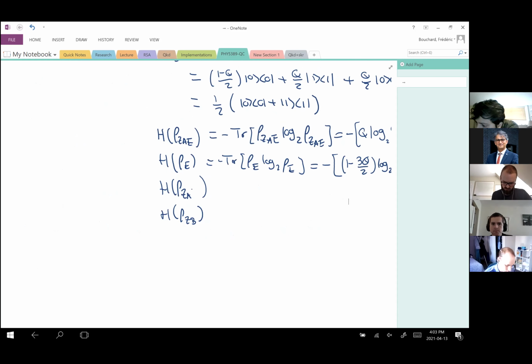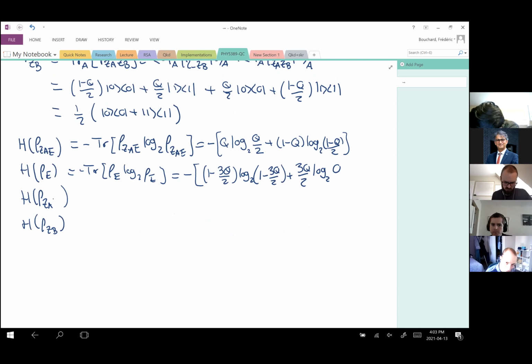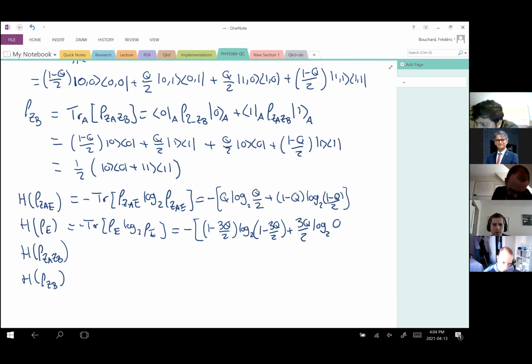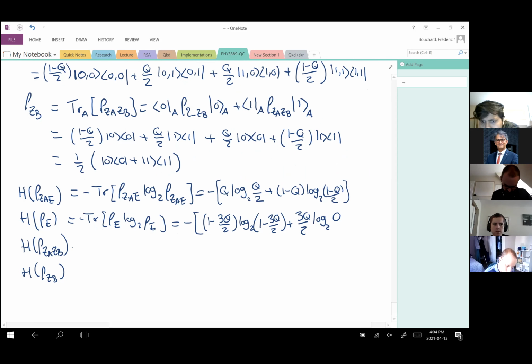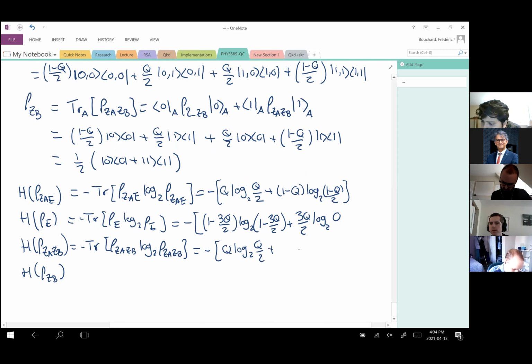Forgetting ZA, ZB. For ZA, ZB, the eigenvalues are, well, you have them there. Somehow my Q's look like thetas, but anyway. So ZA, ZB. So you have the Q's, and you have the 1 minus Q.